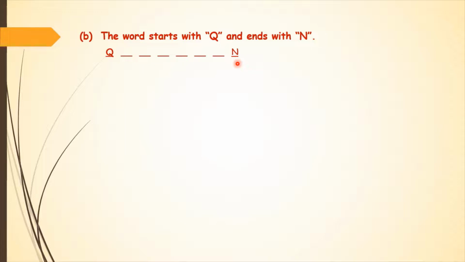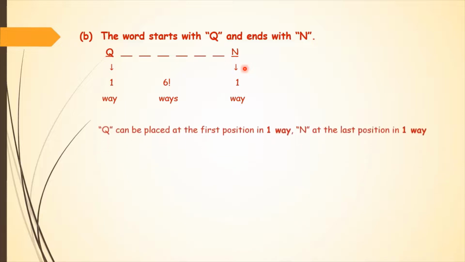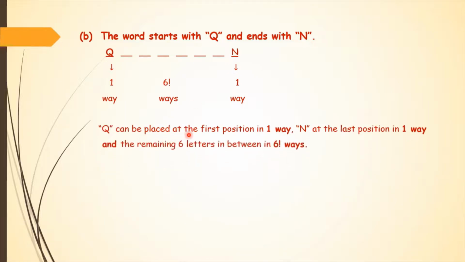Now we will remain with 6 more letters. These 6 letters can be arranged here in between Q and N in 6 factorial ways. Like this. So we have mentioned here, Q can be placed at the first position in one way, N at the last position in one way, and the remaining 6 letters in between in 6 factorial ways.